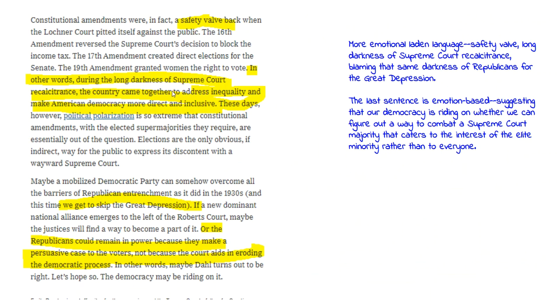More emotional language, long darkness of the Supreme Court recalcitrance. She basically blames the Republican Supreme Court of the 30s for the Great Depression. And she ends on an emotional level. She ends by trying to scare her reader. And she says, if things keep going the way they are, we may not have a democracy anymore. We may have a country that's ruled by only the elite.